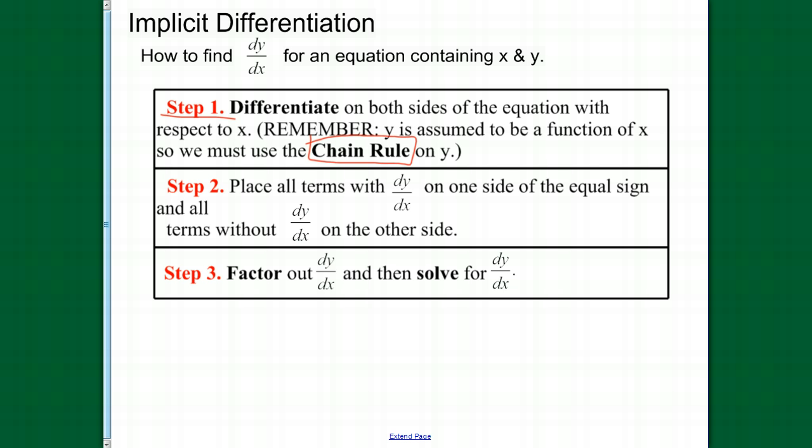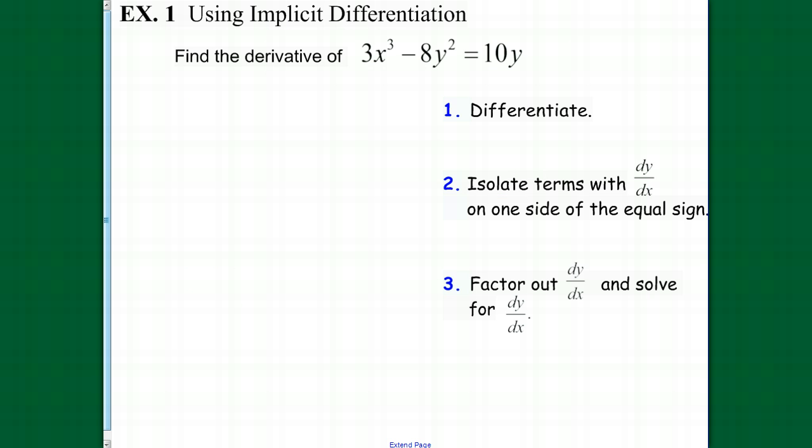So, in order to solve for dy over dx, any term that has dy over dx in it, we're going to move it to one side of the equal sign. And anything without that dy over dx, we're putting it on the other side of the equal sign. And then solving for that dy over dx. Now, it seems kind of weird just to write all this stuff down, so let's look at an example and it'll start to make more sense.